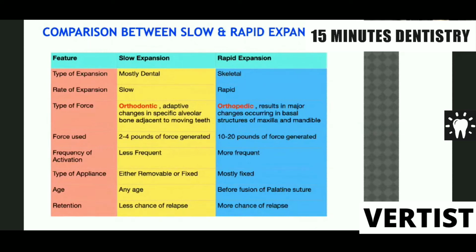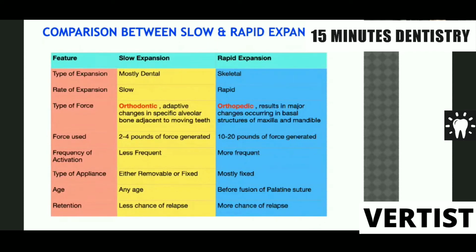Rate of expansion is slow and rapid. The type of force that is involved in slow expansion is orthodontic. The adaptive changes that are generally seen are in the alveolar bone adjacent to the moving teeth. And in case of orthopedic, it generally results in major changes occurring in the basal structures of maxilla and mandible. Now, the force used is 2 to 4 pounds of force, whereas the force used in rapid expansion is 10 to 20 pounds of force.